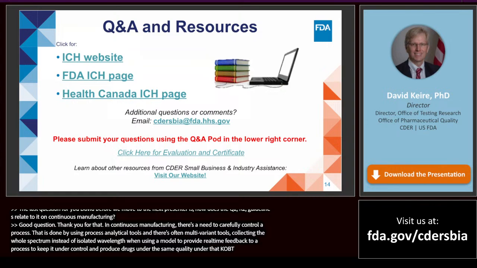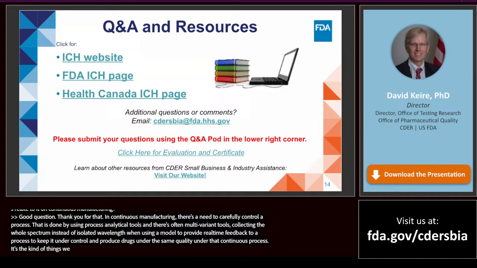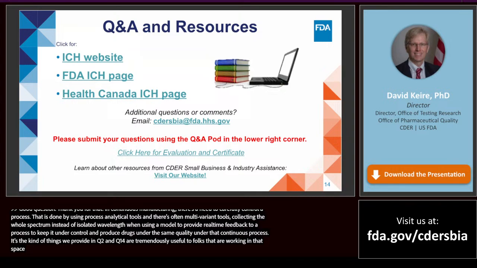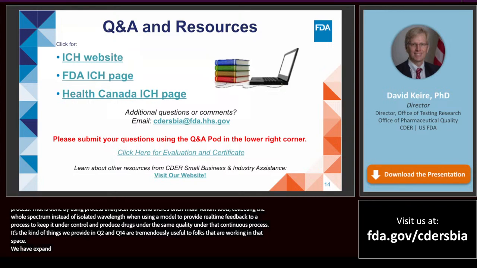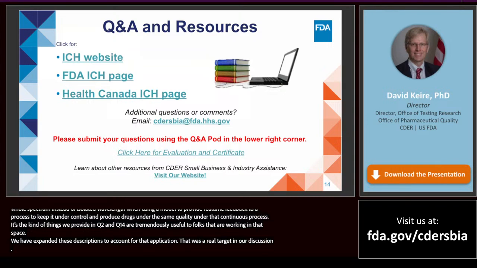And so the kinds of things that we provide in both Q2 and Q14, I think, are going to be tremendously useful to folks that are working in that space, because we've expanded the descriptions to account for those kinds of applications. That was a real target in our discussions. And so I think it's really going to be very helpful to folks working in the continuous manufacturing space.